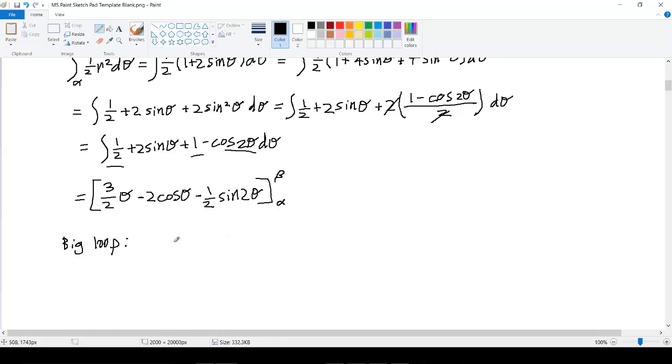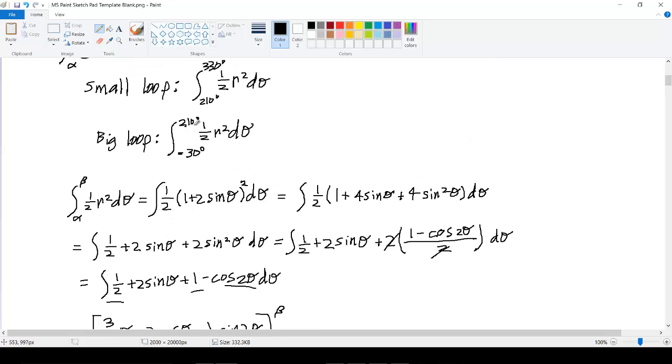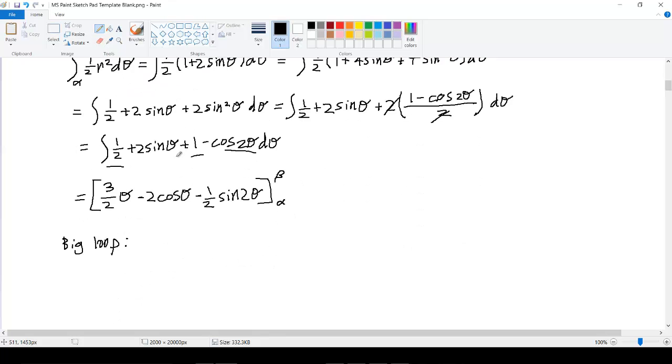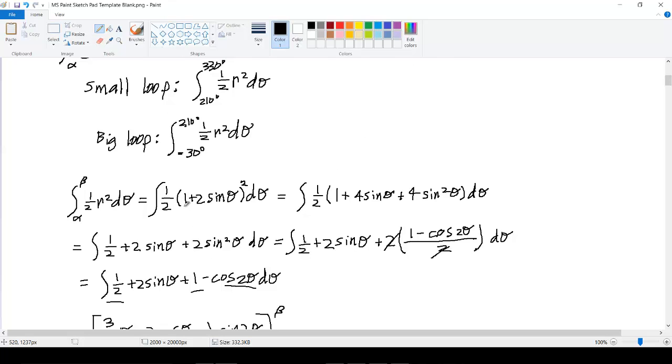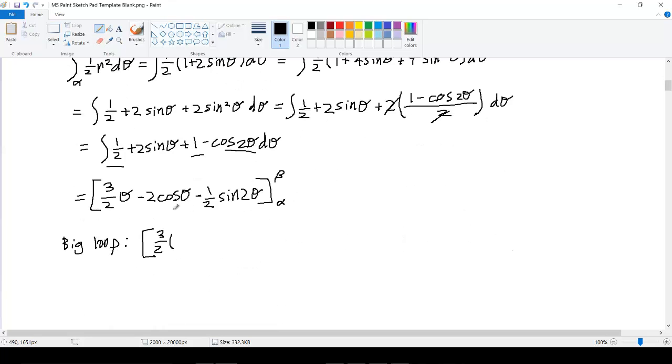So that will be 210. Alright, so it will be 3/2. Maybe I should write that out at least one time. So it would be 3/2 theta minus 2 cosine theta minus 1/2 sine 2 theta, and it's from minus 30 to 210.